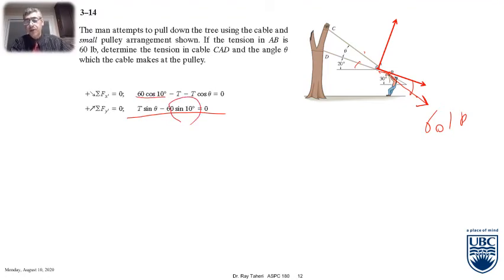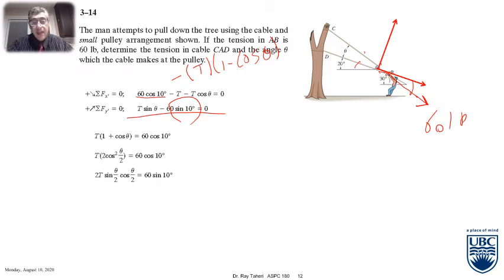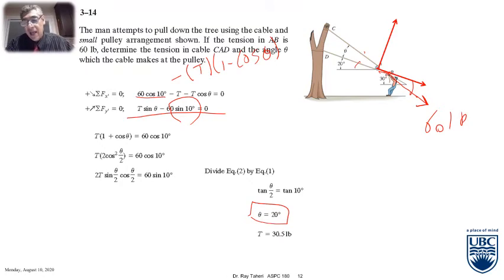So a simple equation, you can see here, this is given, this is given. You factor T, so it's going to be minus T, one minus cosine theta, and you can divide these two equations by each other, or you can replace one in the other. Either way, you will find the answer through these easy equations, and the theta would be 20 degrees, and T, the tension in the cable, would be 30.51.